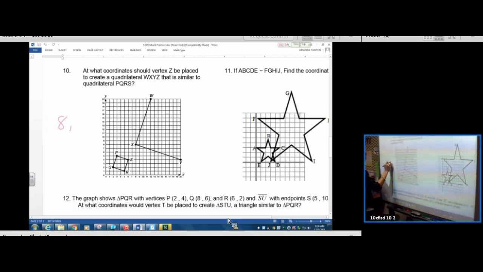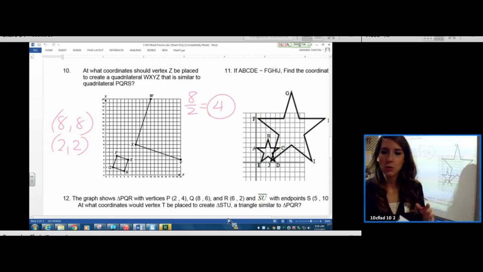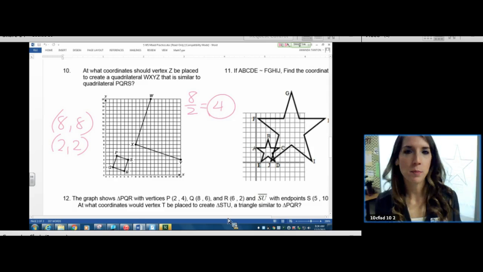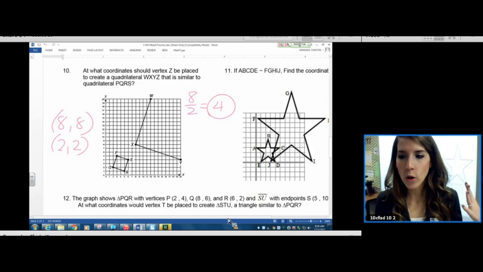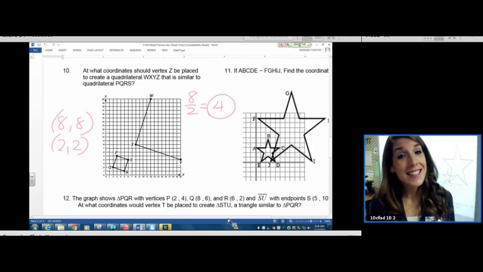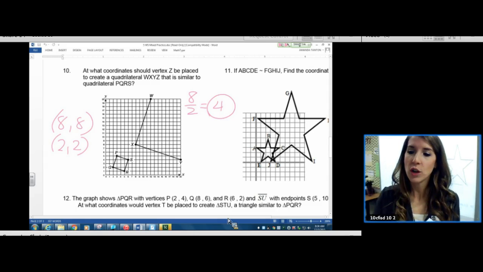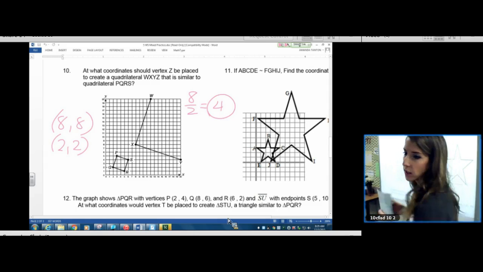The coordinates of x are 8, 8. The coordinates of q are 2, 2. Second over first gives us a scale factor of 4. What did they do to that quadrilateral? They multiplied it by 4. They made it 4 times larger. So all I have to do is find the coordinates of s and multiply them by 4. So we're finding a scale factor, then we're using that scale factor.